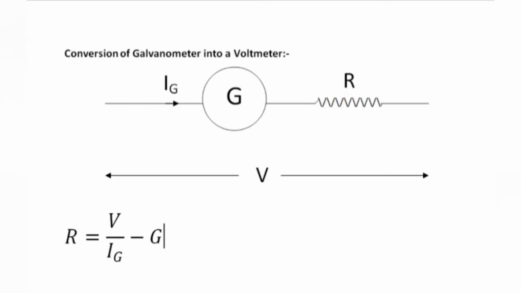Now, to convert a galvanometer into a voltmeter to measure a desired voltage V, we need to connect a very high resistance R in series with the galvanometer G as shown in figure. Now, the desired value of R can be calculated from the following formula. Using this formula, we can calculate resistance R to convert the galvanometer into a voltmeter to measure a desired value of voltage V.